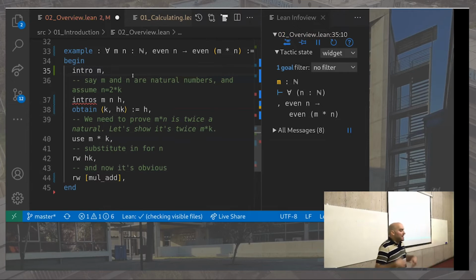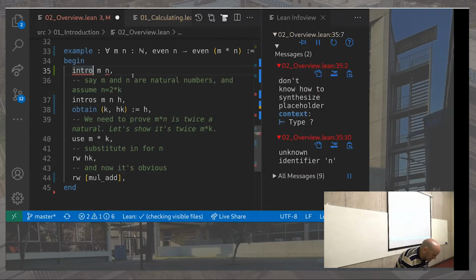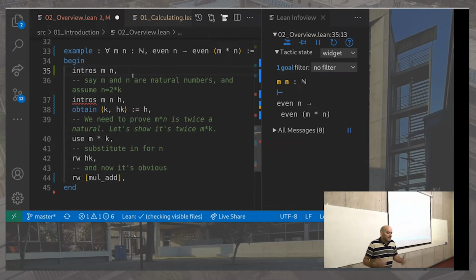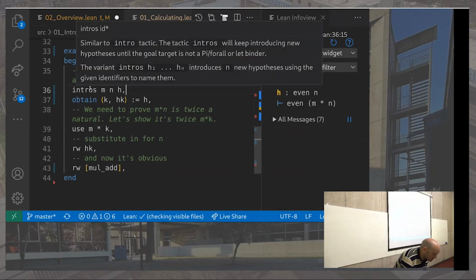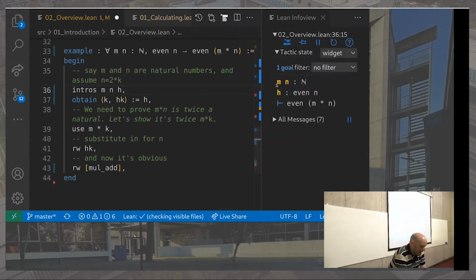So now the statement is another universal quantifier. So how do we start this proof? Saying, okay, now we took m, let's take also n. So I can say intro m n, just adding an n here. And now Lean says, now what you have to prove is that if n is even, then m times n is even. So we also introduce a hypothesis. That is what is written here. So intros m and h, and you say that m and n are natural numbers, and h is the assumption that n is even.